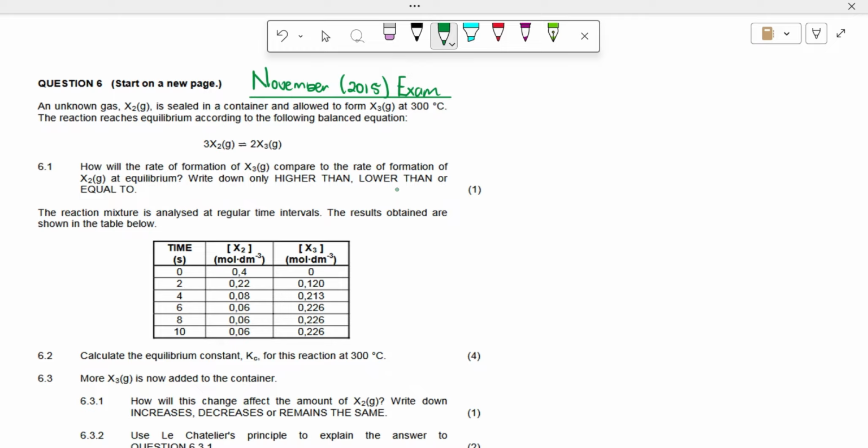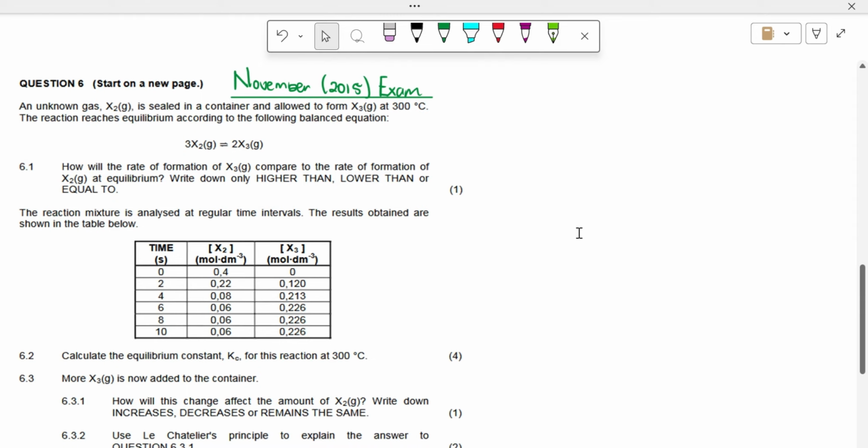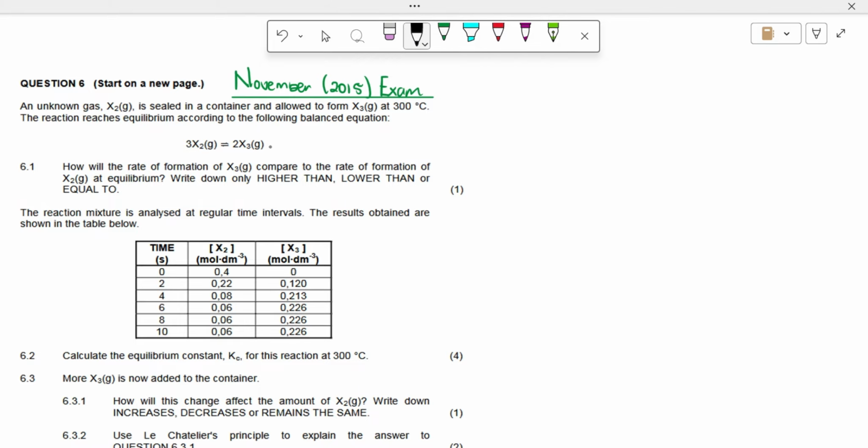Okay, so they say an unknown gas of X2 is sealed in a container and it is allowed to form X3 at 300 degrees Celsius. As you can see, X2 forms X3. Notice how they're using X because like they said, it is an unknown gas. I have a feeling there was going to be a question that's going to ask you to determine which gas this actually is, but I doubt there will be. The reaction reaches equilibrium according to the following balanced equation. So this is the equation.